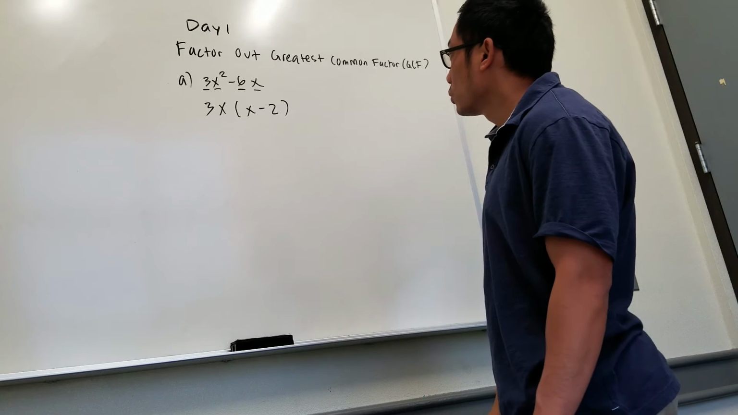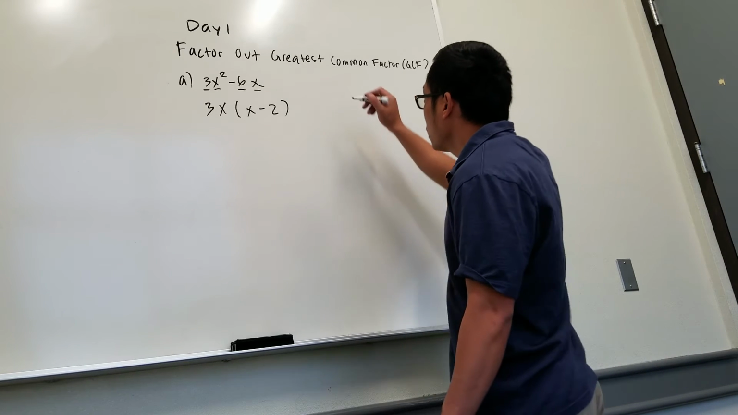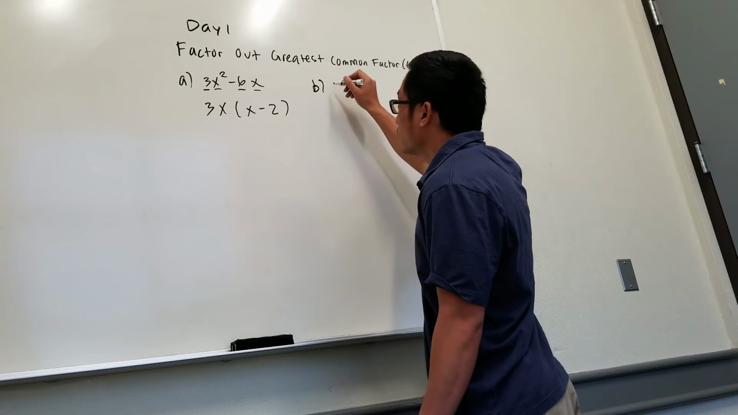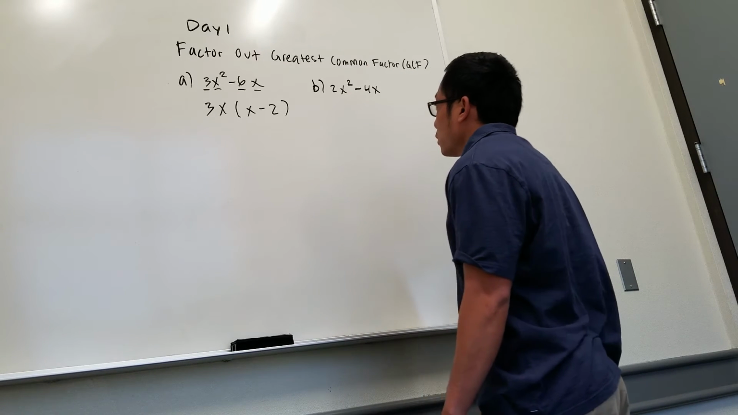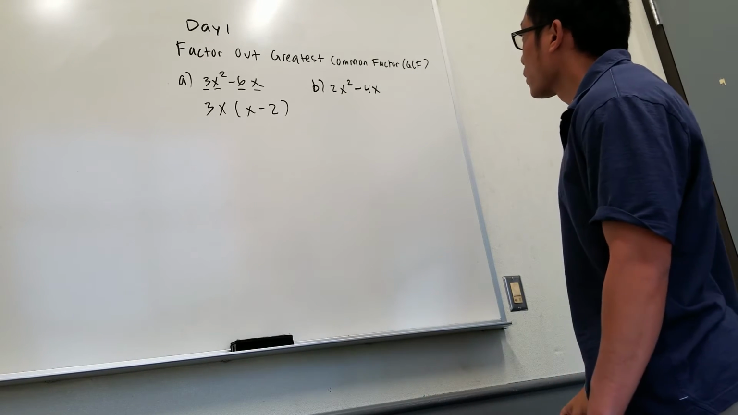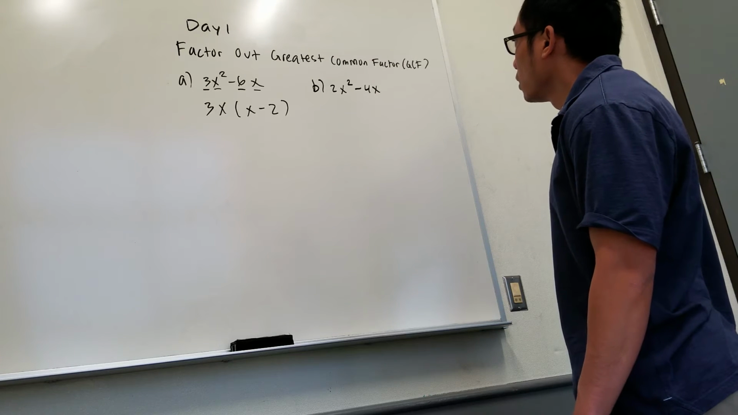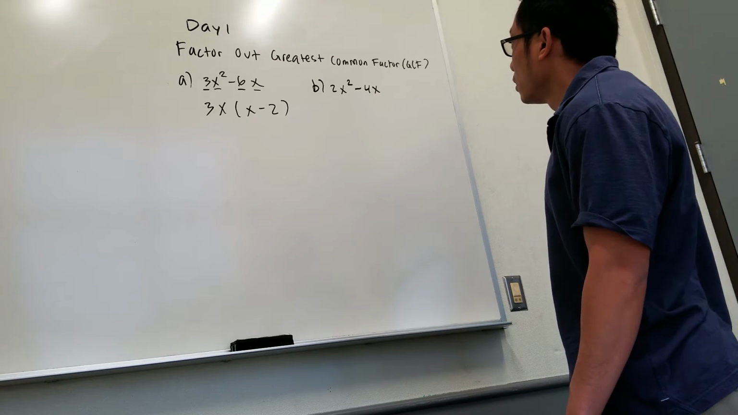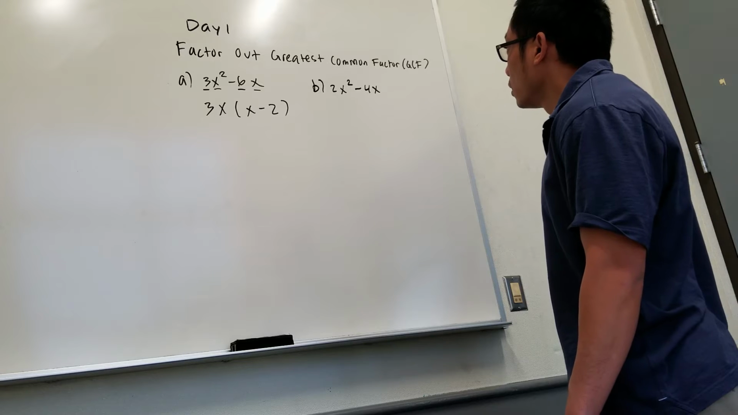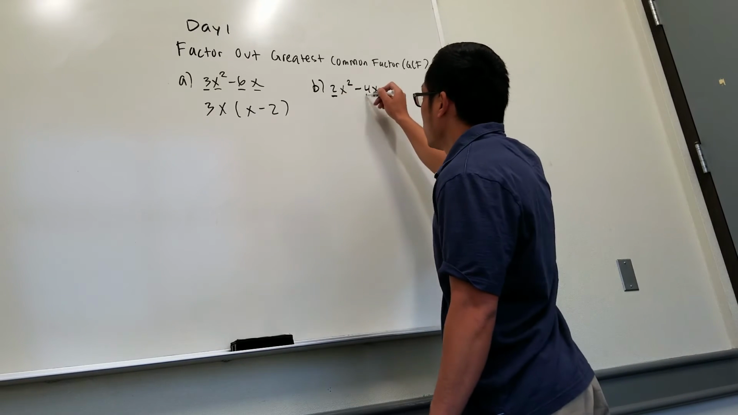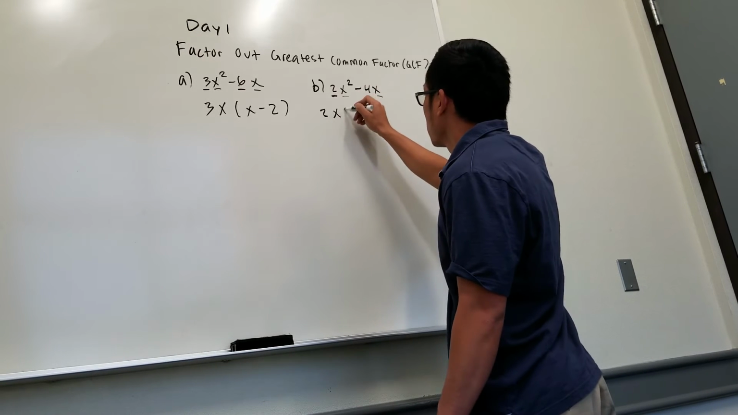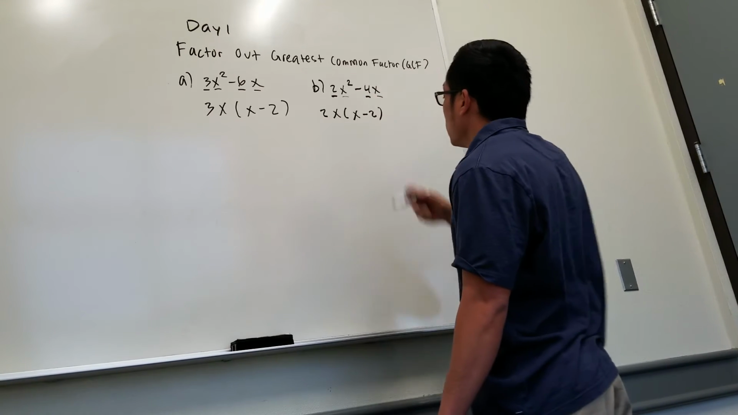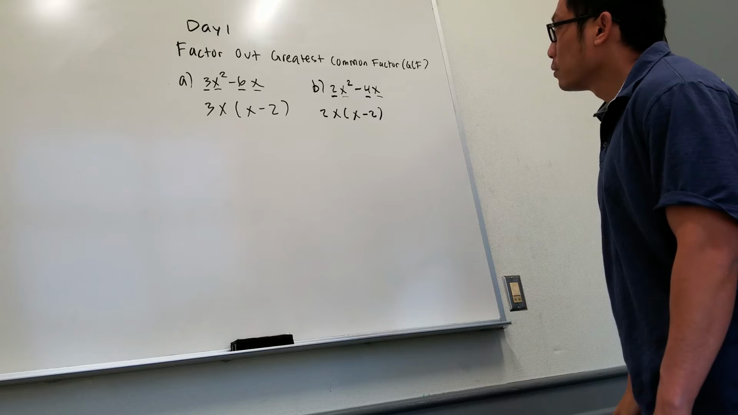Alright. So let's see if you can do one. You have 2x squared minus 4x. So try it out. So what's the GCF between 2 and 4? It's just 2, right? Then how about x squared and x? It's just x. Then you have x minus 2. That's it. There you go.